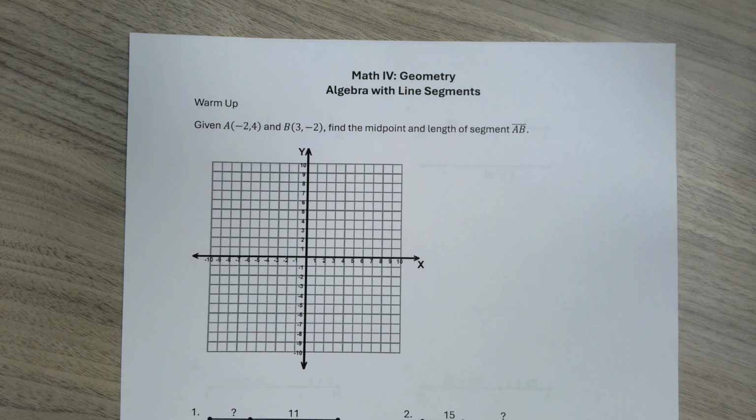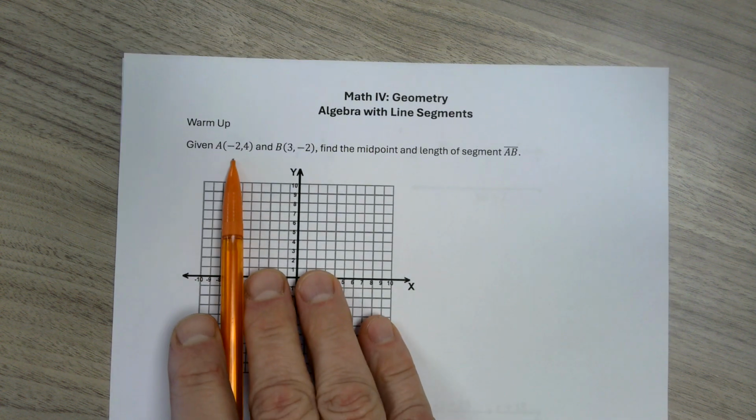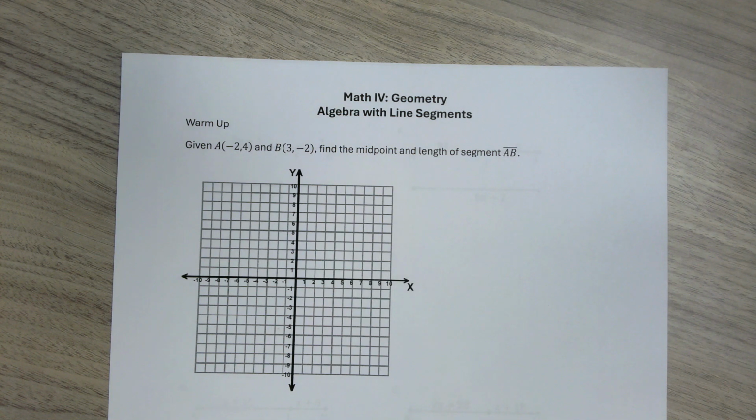With the warm-up, just looking at these 2 points, I want you to plot these 2 points, then find the midpoint, and then the length of that line segment, AB. So go ahead and pause the video and work through that. This should be a review from the previous lessons. See how you did, and then we'll continue with the lesson.